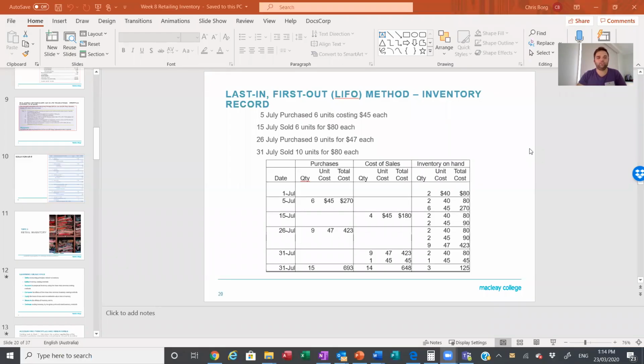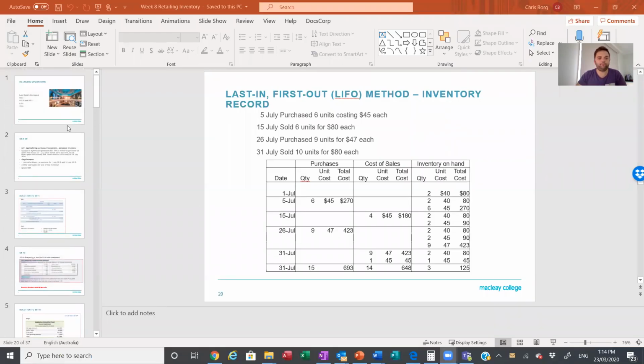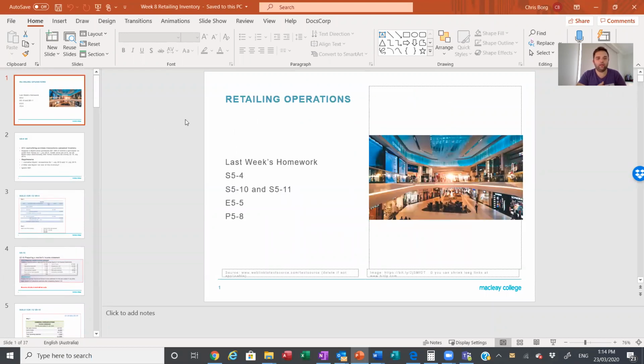So I will start now with taking you through the slides for week 8, retail inventory, and making sure that you are across the key learning items for this. I will be sharing my screen now so that you can actually see exactly what we're talking about here. You would have been sent slides via your email for this week 8 topic.